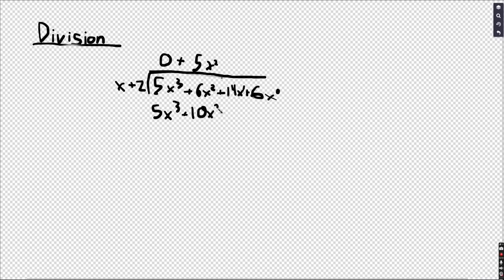which is 10x squared. And remember, we're not just adding, we're subtracting, so we want to cancel everything out. It distributes, so it's the same as plus negative 5x squared plus negative 10x squared. So 5x to the third plus negative 5x to the third is 0, and 6x squared minus 10x squared is negative 4x squared.